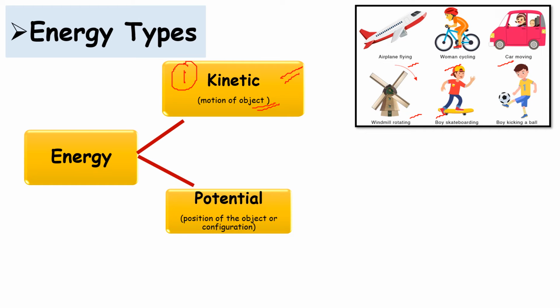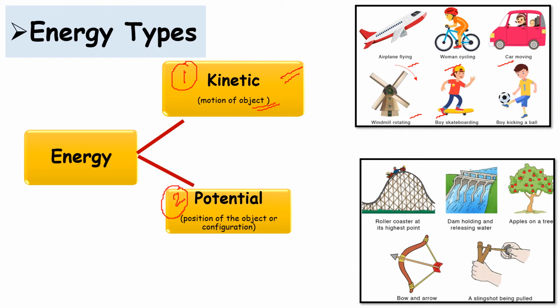Now there is another form of energy, that is the potential energy. Potential energy basically is the energy due to the position of the object or the configuration within the system. So energy possessed by the object due to its position or due to the configuration, the arrangement within the system, that is called as the potential energy.